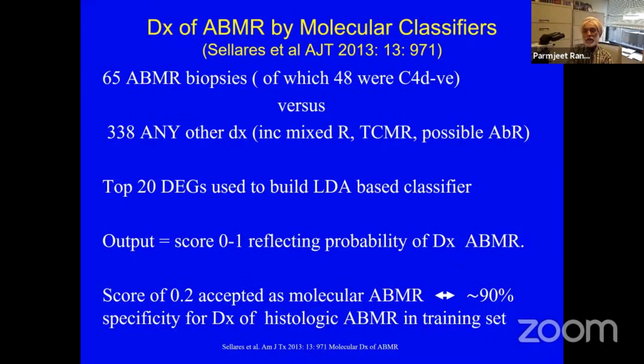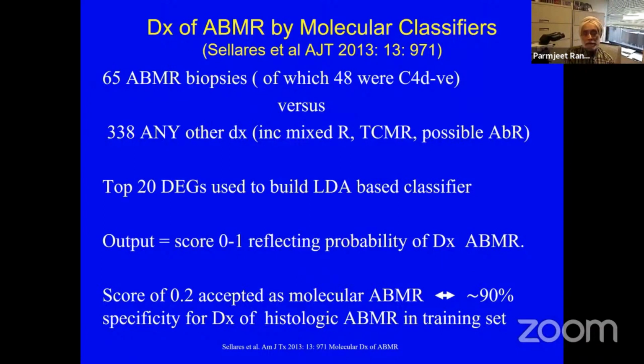So let's start with the antibody-mediated rejection. This is a classical study from the Halloran group. They started out with 65 ABMR biopsies, and they compared them with 338, which could have any other diagnosis. The top 20 differentially expressed genes were used to build a linear discriminant analysis classifier.